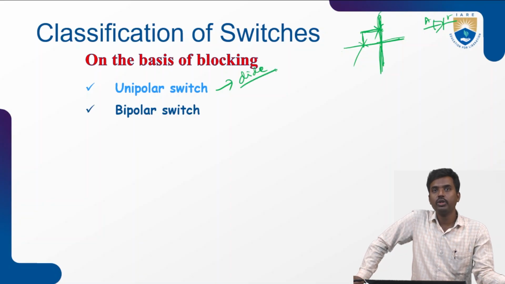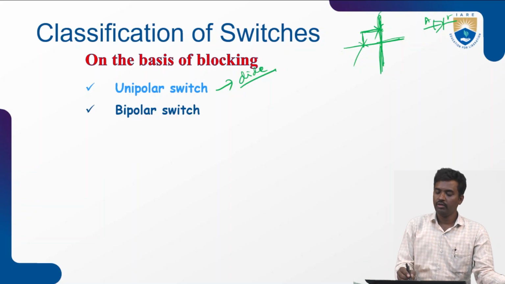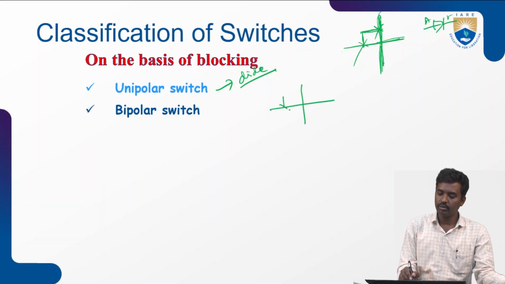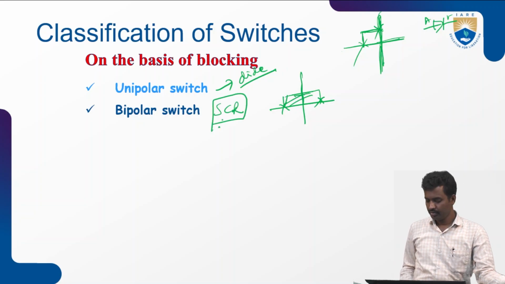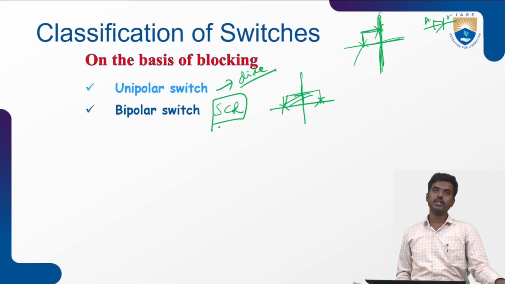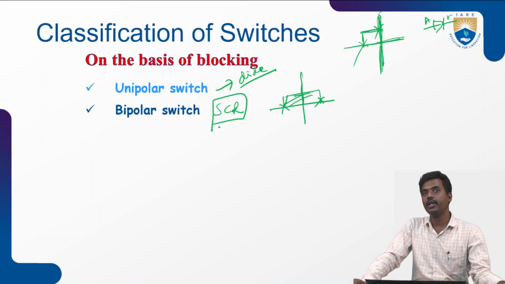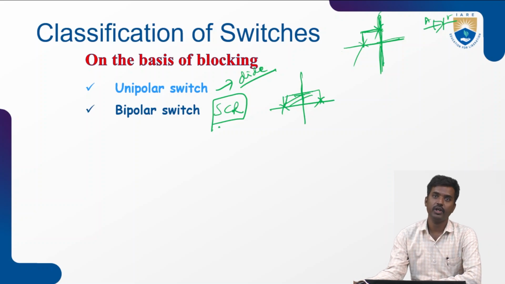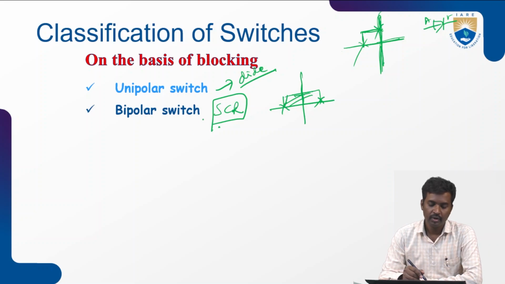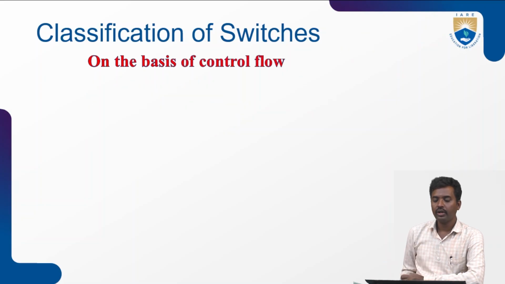What about the bipolar switch? It can block both polarities. The best example is an SCR, which is a bipolar switch because it can block both polarities. A bipolar switch is different from a bipolar device. Now, on the basis of control flow, there are unidirectional and bidirectional switches.